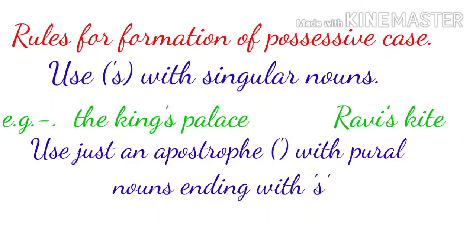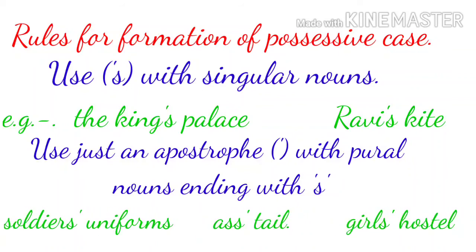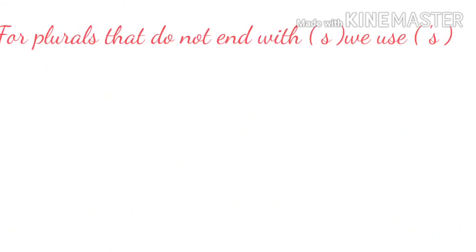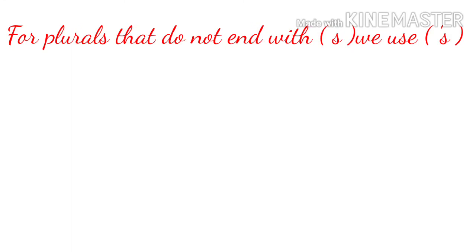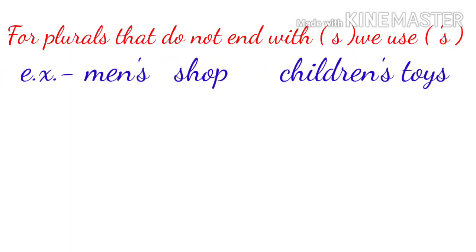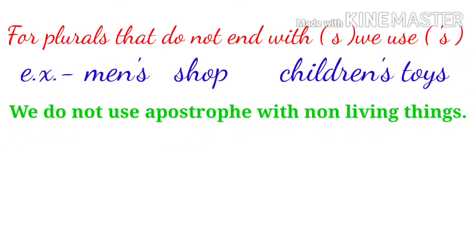Now we use just an apostrophe with plural nouns ending with s. It means we only put an apostrophe along with plural words ending with s, like soldiers' uniforms, girls' hostel. For plurals that do not end with s, we use apostrophe and s. For example, men's shop, children's toy. Men and children are plural words without s. So we put apostrophe and s with such words.